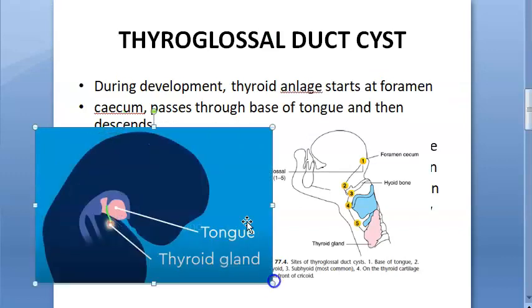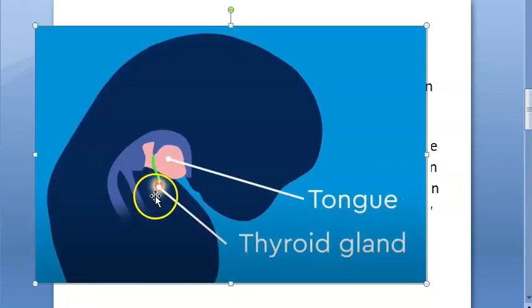Basically in development what happens, the thyroid will be here, up higher up, and then it descends down, okay. So the thyroid gland has descended and this is coming from where? From behind the tongue, right? So this is a thyroglossal. So here you have the thyroid, here you have the glossal, thyroglossal, there's a duct here, okay.